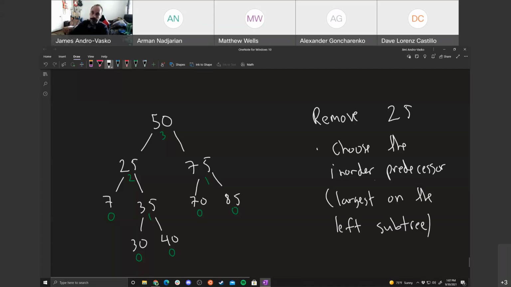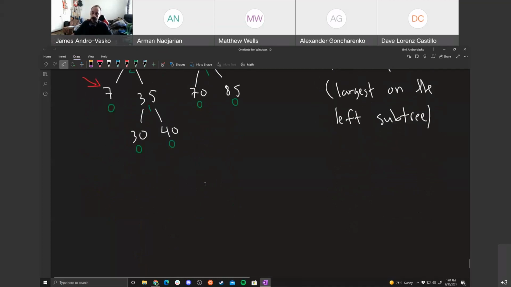So this will be our predecessor. So once again, it can have a left child, but it can't have any right children. It's impossible because it's the furthest to the right. So we have to take 25 and replace 7 with that.